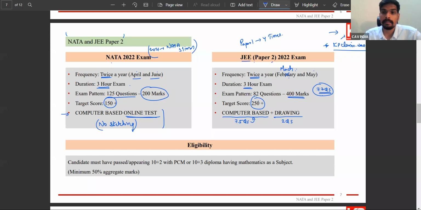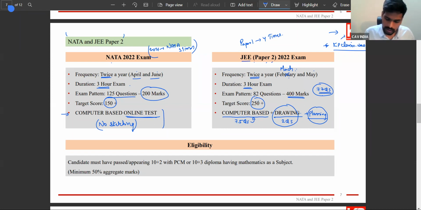If you're attempting the planning part, then instead of this drawing, you will have a planning test. A separate planning test with 25 questions will be conducted. If you want to attempt both, that also is an option. You can write JEE Paper 2 and attempt both the drawing test and also the planning test. That also can be done. You can apply for both.